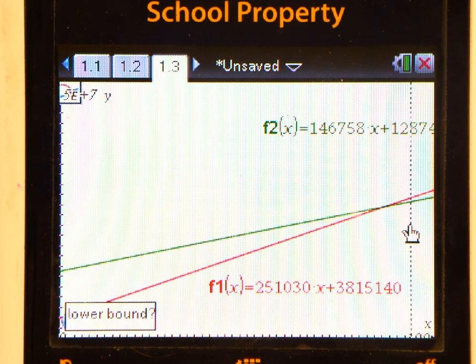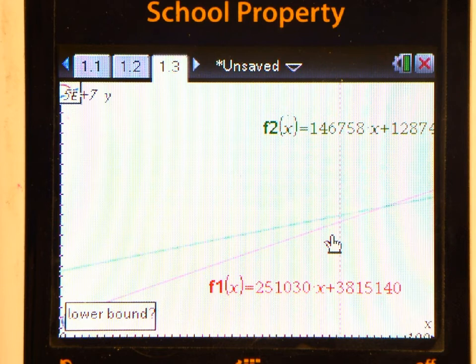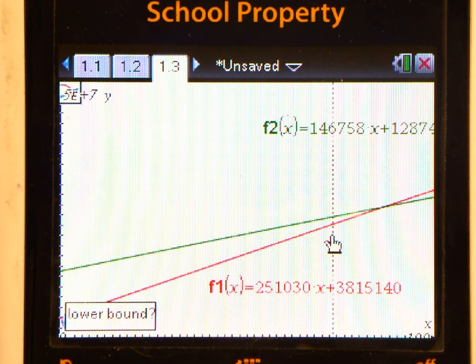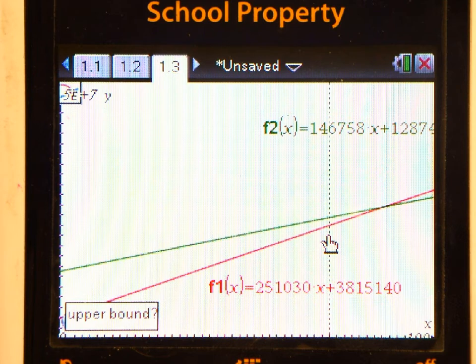If you notice in the lower left-hand corner it says lower bound, that means get on the lower x value side of the intersection point. So that means be on the left side of your intersection. Once you're on the left side of your intersection, go ahead and click. And that lower bound will change to upper bound.